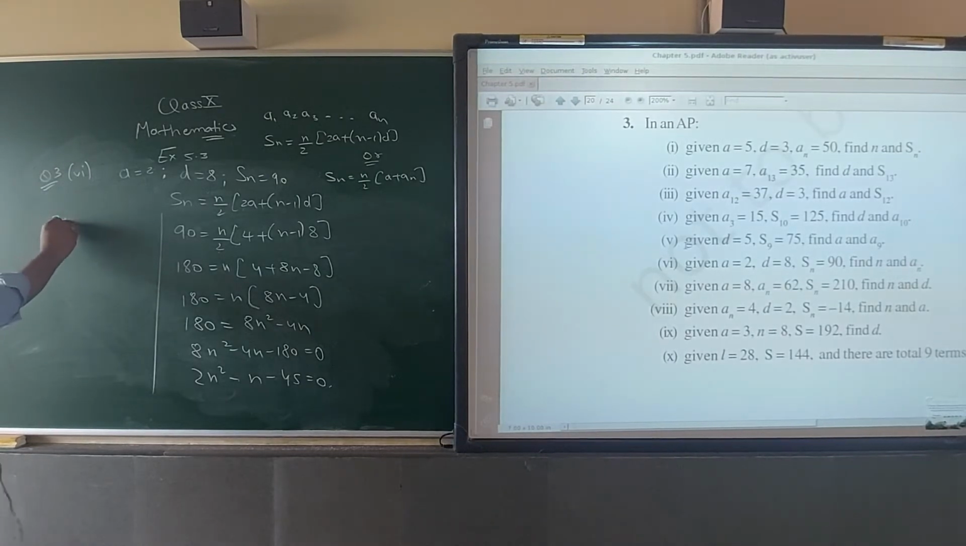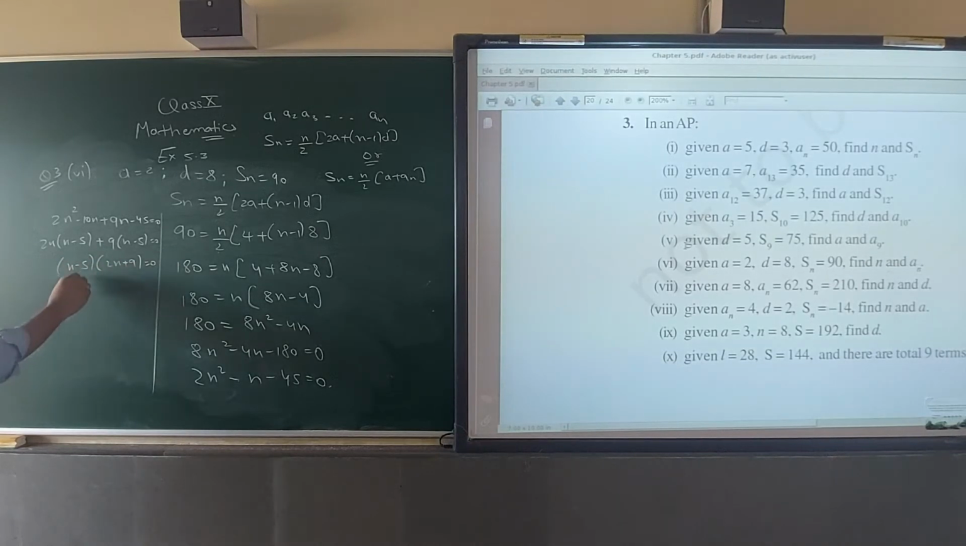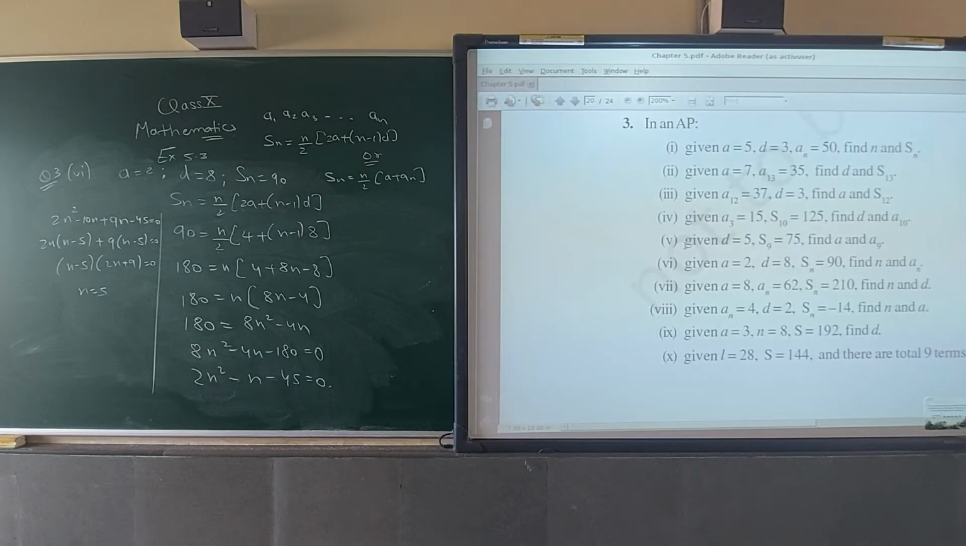So I will write here 2n square minus 10n plus 9n minus 45 equals 0. 2n will be common, then n minus 5, plus 9 will be common, n minus 5 equals 0. So two factors are, first one is n minus 5, second is 2n plus 9 equals 0. Here the value of n is 5, minus 9 upon 2. n can't be negative, we all know the number of terms will never be negative. So the value of n is 5.